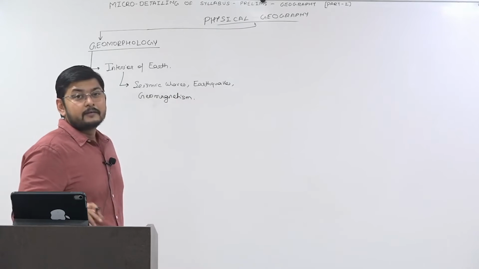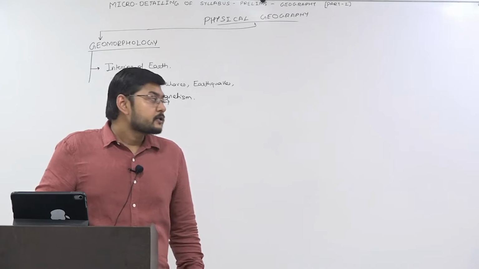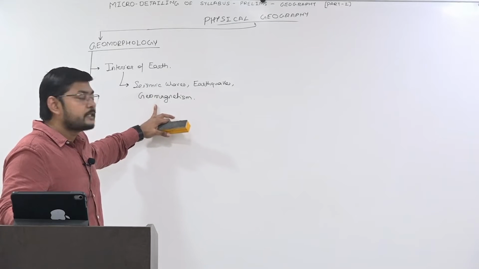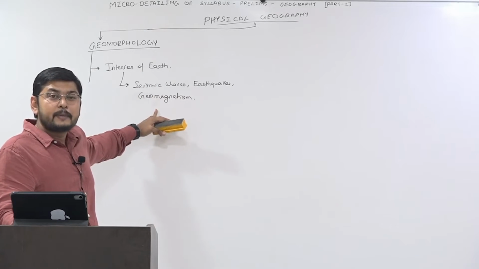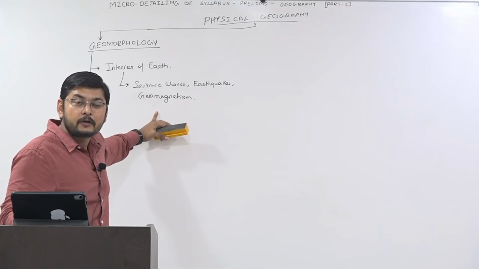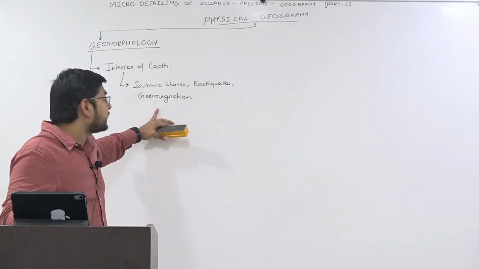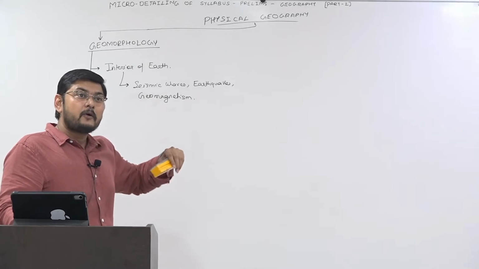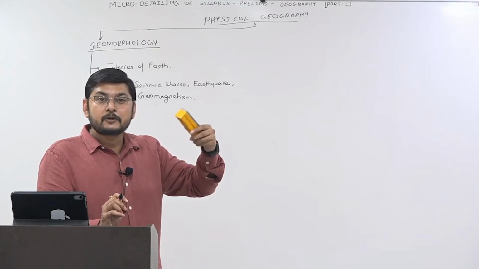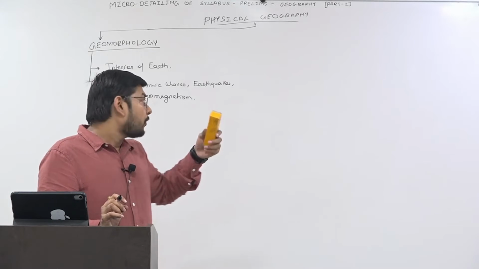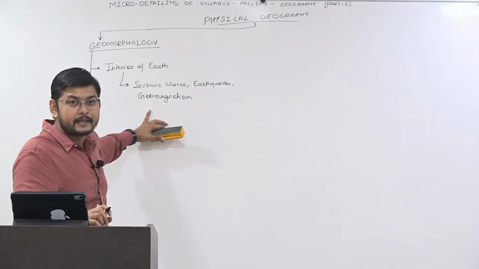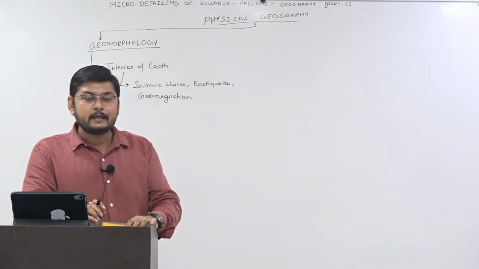Very important. A lot of questions have been asked on geomagnetism: how geomagnetism is studied, how it is reversed, what the reversal cycles of geomagnetism are, what the effect of the coronal mass ejection of the sun is, and what the role of geomagnetism is in protecting it. So these have to be studied in detail.